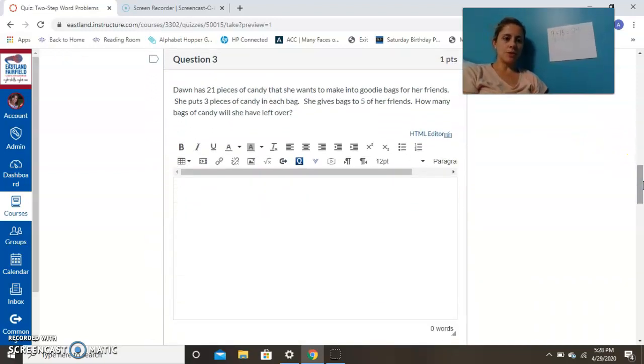All right, question 3. Dawn has 21 pieces of candy that she wants to make into goodie bags for her friends. She puts 3 pieces of candy in each bag. She gives bags to 5 of her friends. How many bags of candy will she have left over? Okay, so she has 21 total pieces of candy.